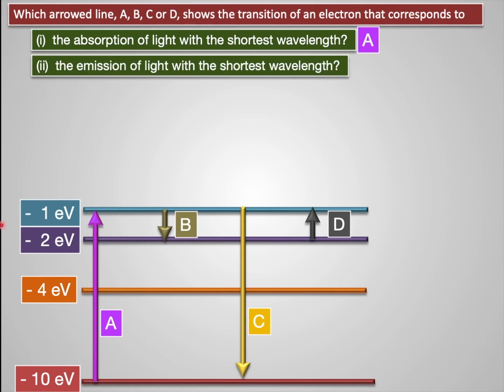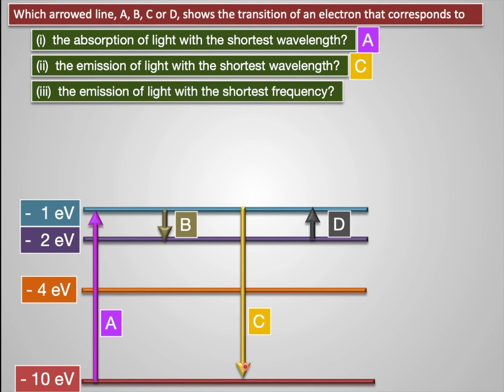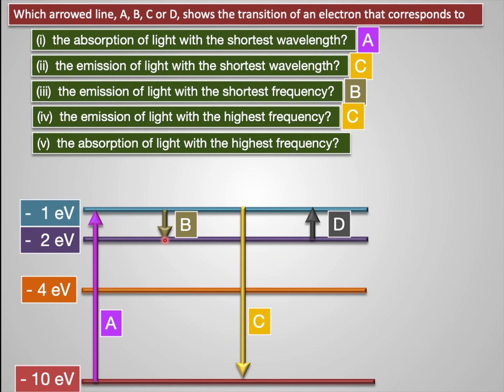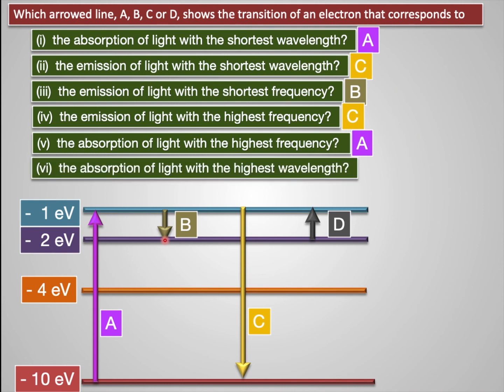Now the emission. Shortest wavelength means the biggest frequency, biggest gap emission. So the answer is C. Emission of light with shortest frequency. Frequency is directly proportional to the gap size. Emission means it should be coming down, so B is the answer. Highest frequency emission should be C. Absorption of highest frequency. Absorption means it should be going up. Highest frequency means the biggest gap, should be A. The last question, which will result in the absorption of highest wavelength. Highest wavelength means shortest frequency, and it's D.